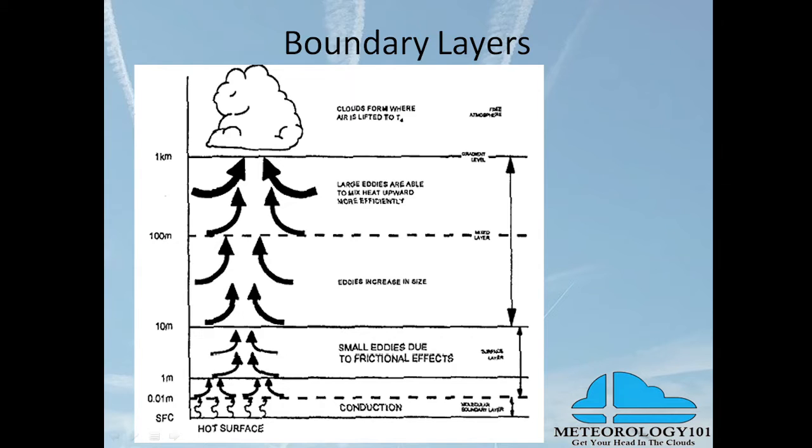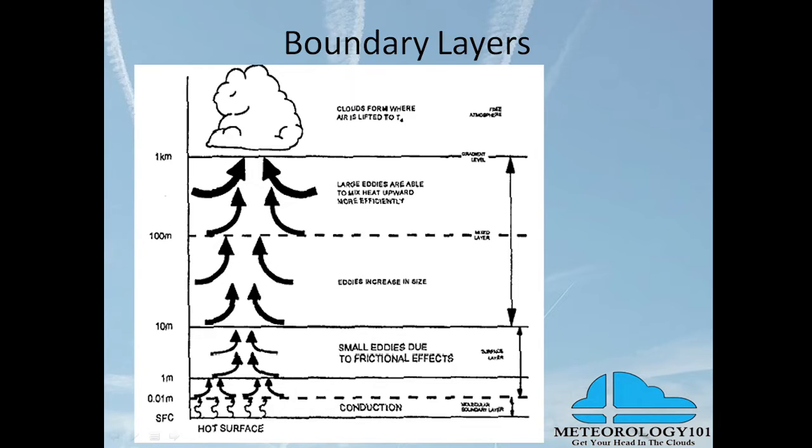So we'll get to the next chart here, and if you can see the very bottom of this chart with conduction, that's your molecular boundary layer. Pretty much all mixing is suppressed, and then the conduction heats that part of the air, and that air will rise and create small eddies up into the surface layer, 1 meter to 10 meters. And then you'll get into the mixed layer, which is between 10 meters and 1 kilometer.